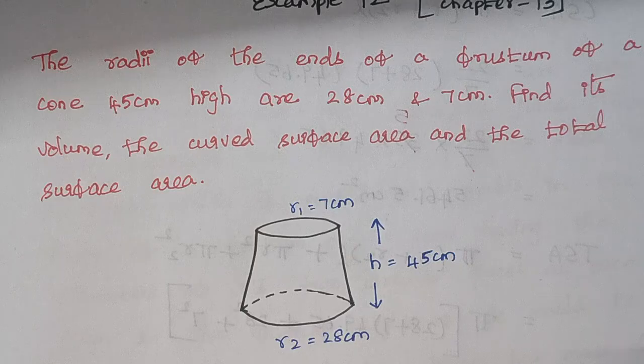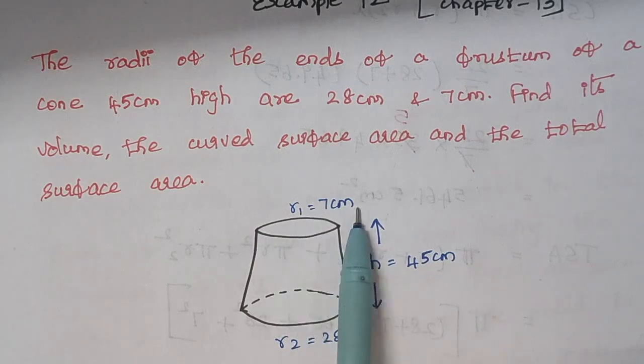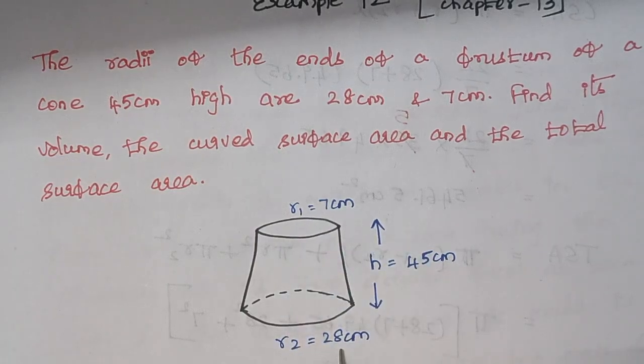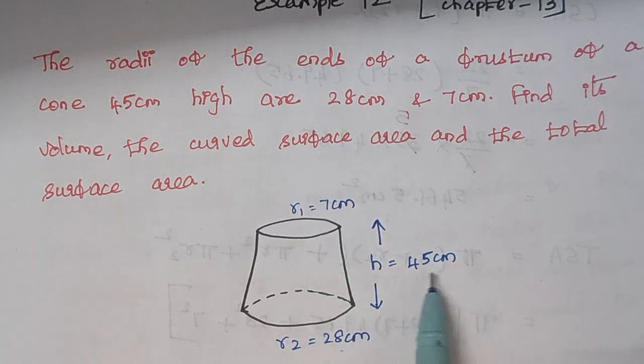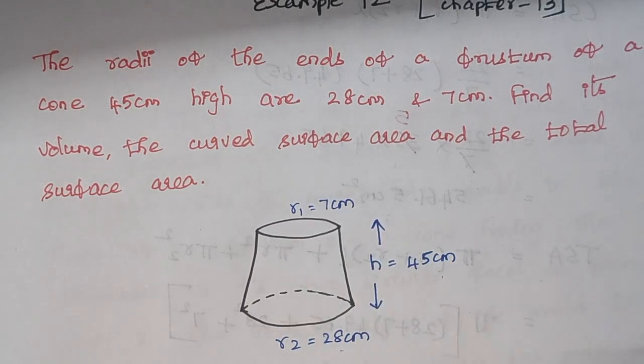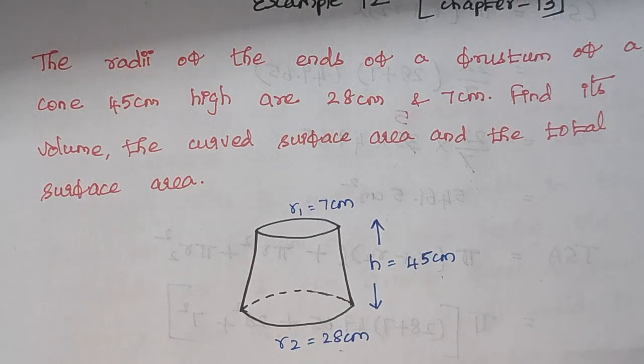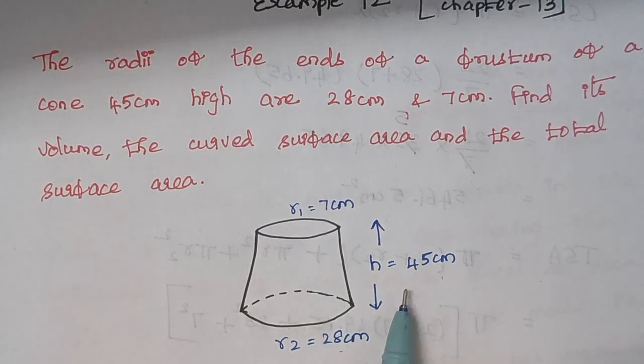It has two radii. So here R1 is 7 cm and R2 is 28 cm and the height h is 45 cm. So this is purely a formula based problem. Once you are thorough with the formulas, you can easily solve it. So here the given parameters are R1, R2 and h.